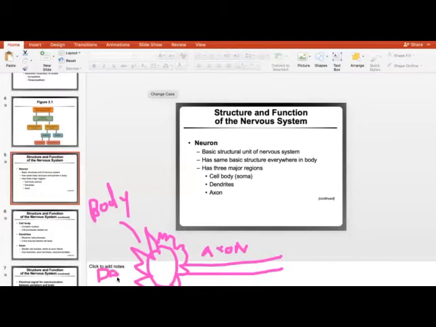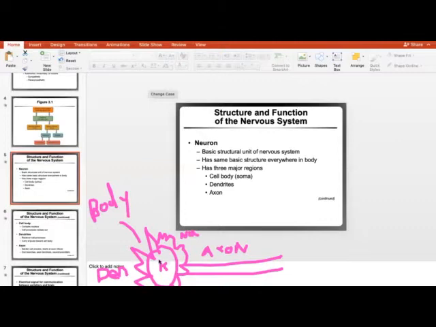These dendrites are receiving signals from other neurons, and then the cell body is going to have an electrical charge in it. There's going to be potassium ions on the inside of the cell body, and sodium ions on the outside. It's not exactly like this, I'll just put them right here.